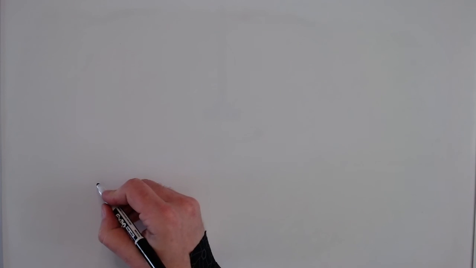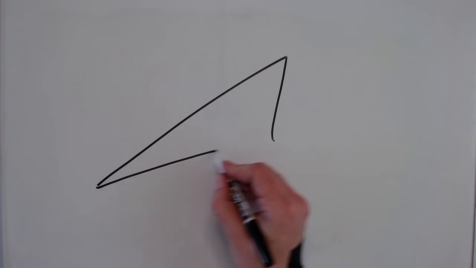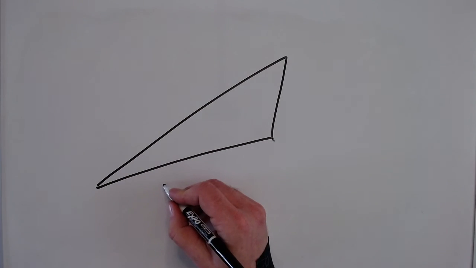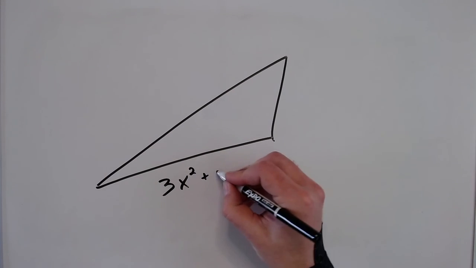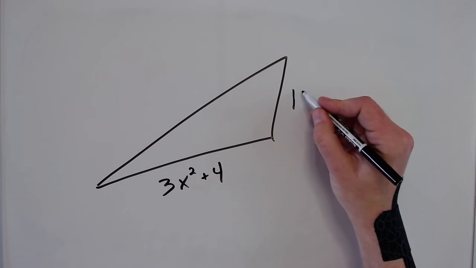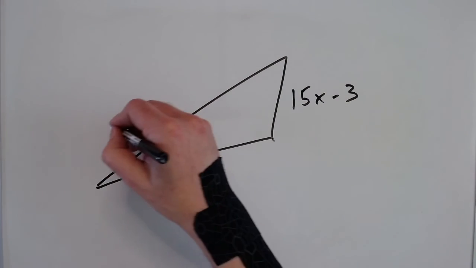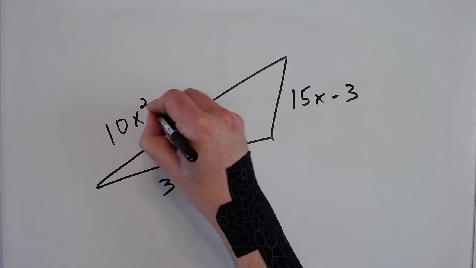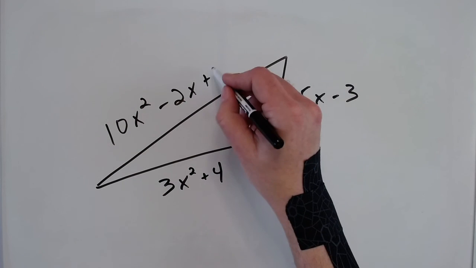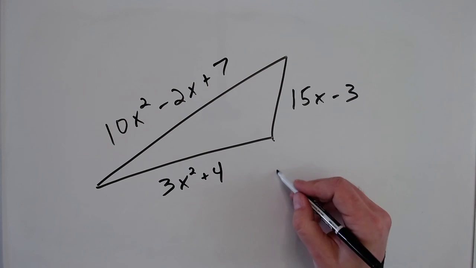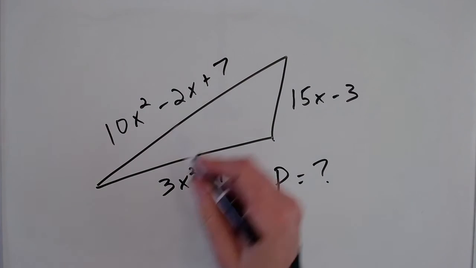Okay, we got us a triangle here. Something like that. That's almost a triangle. And the length of each side, I'm going to write down as a polynomial. 15x minus 3, 10x squared minus 2x plus 7. So the question is, what is the perimeter? So we need to add these together.